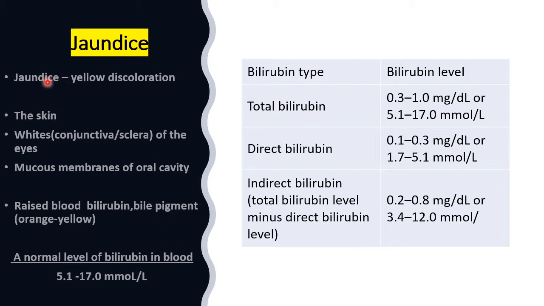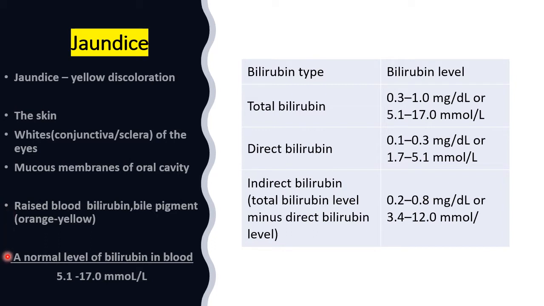Jaundice is a yellow discoloration of the skin, the whites of the eyes, namely the conjunctiva and sclera, and the mucous membranes, especially of the oral cavity. It's due to raised blood bilirubin levels, which is a pigment, orange and yellow in color.